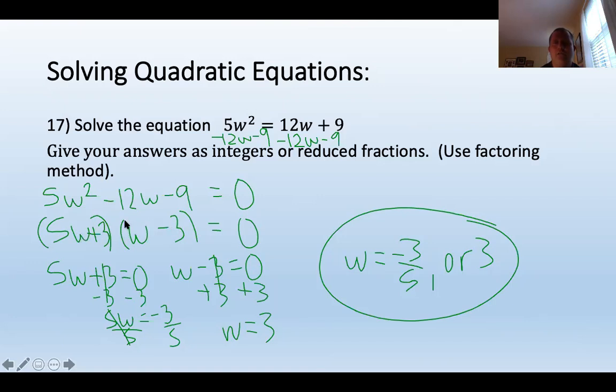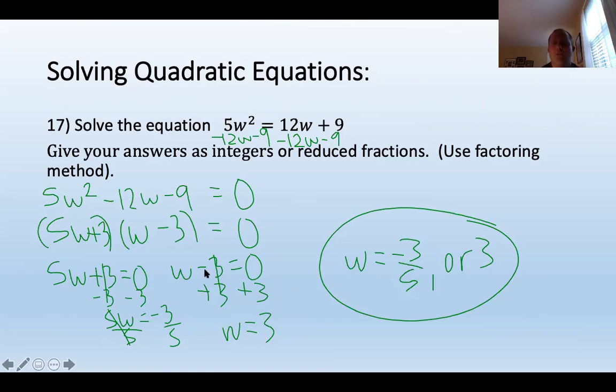But in order to solve this equation, we have to set each of our factors equal to 0. So 5w plus 3 is set equal to 0, and w minus 3 gets set equal to 0. 5w plus 3 equals 0. The first step there is to subtract 3 from each side to cancel the 3 out. You'd be left with 5w equals negative 3, and then we have to cancel the 5 out that's in front of w, so we divide by 5, and we get w equals negative 3/5 as one of our solutions.